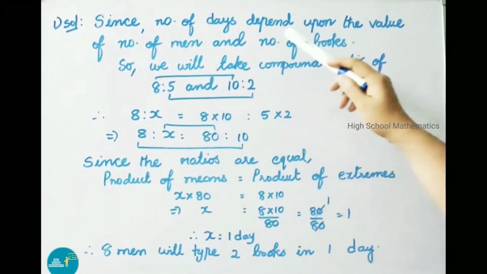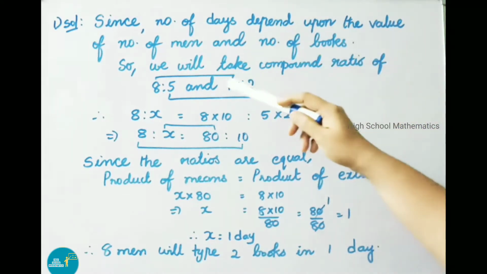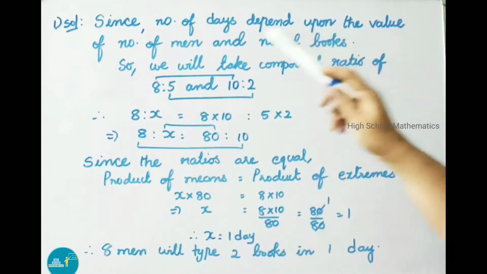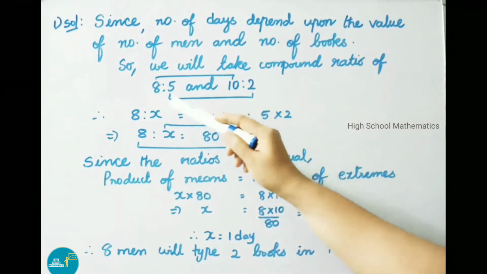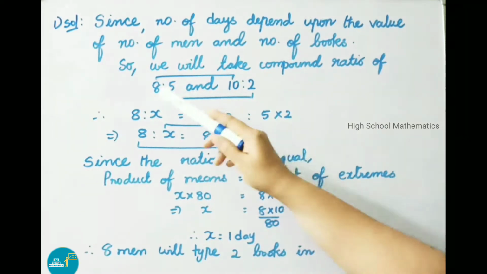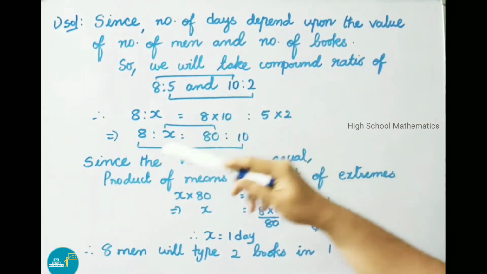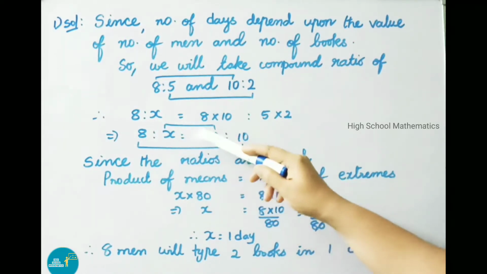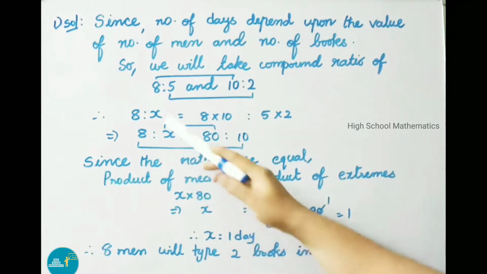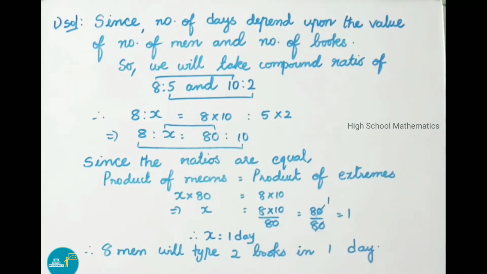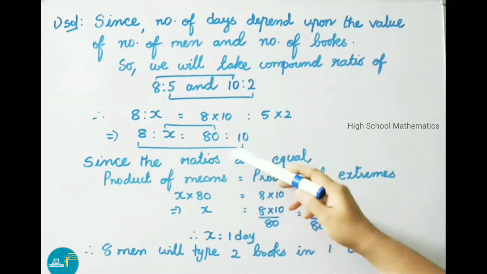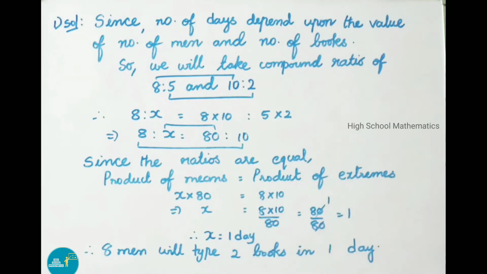Since number of days depends upon the value of number of men and number of books, we will take the compound ratio of number of men and number of books, that is 8:5 and 10:2. We know the compound ratio formula: A into C is to B into D. Therefore, 8:x equals 8 into 10 is to 5 into 2. Here 8:x means ratio of number of days. That implies 8:x is equal to 8 into 10, 80, is to 5 into 2, 10.